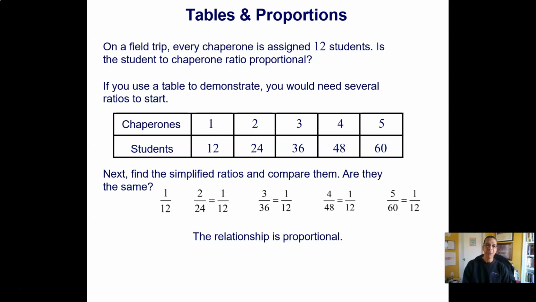Okay, so the simplified ratios, if you compare them, you want to ask yourself, are they the same? Well, 1/12 is the same as 2/24, which is the same as 3/36, and so on to the 4 and 5 chaperones. So their relationship is proportional because it is equal.